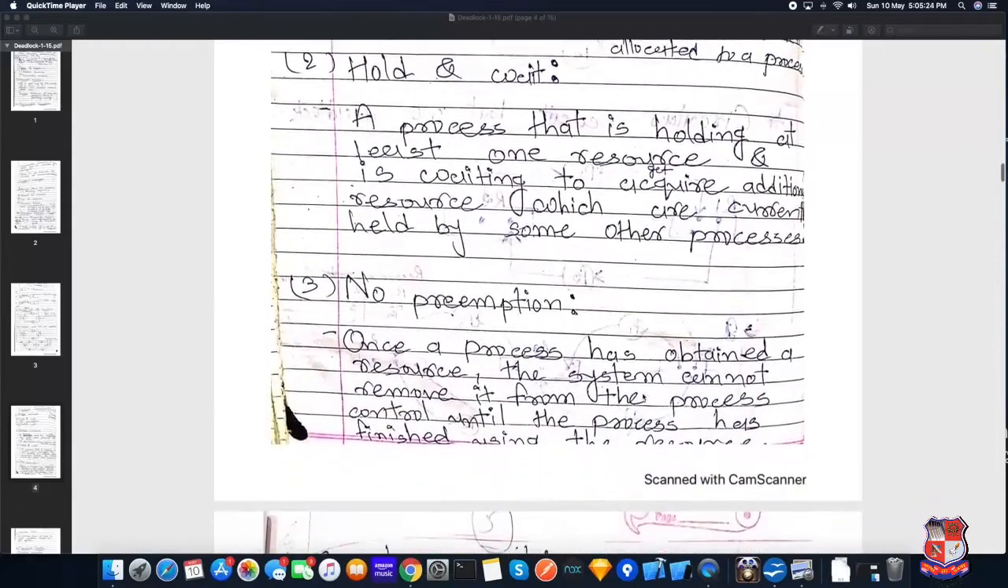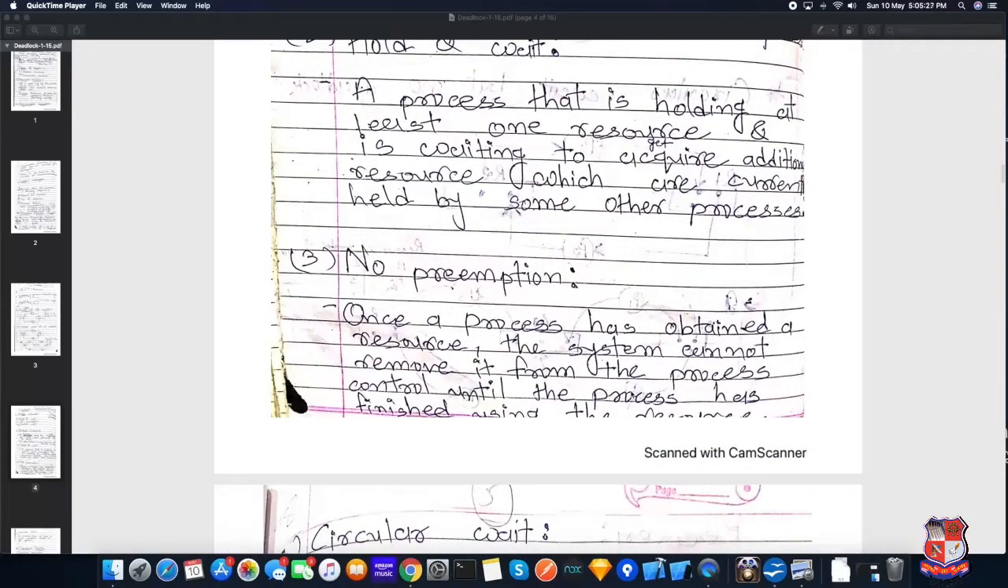The next concept is no preemption. No preemption means once a process has obtained a resource, the system cannot remove the resource from the current process until the process has finished using the resource, until the process has completed its execution. So it is called no preemption.